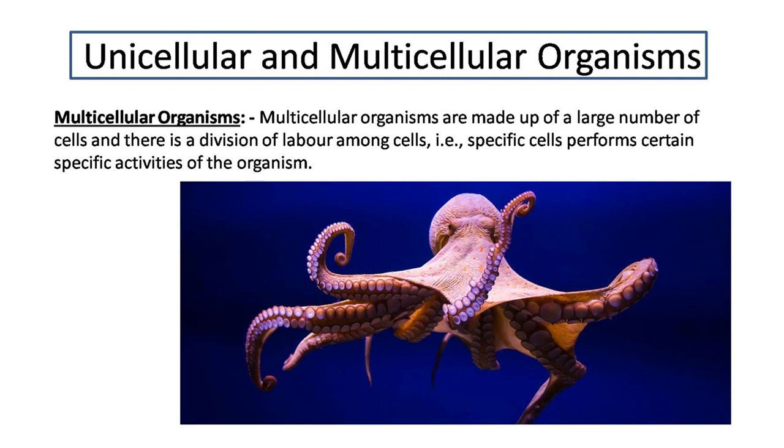Now there is something to note. In unicellular organisms, reproduction is done by the single cell only, and the lifespan of cells is short, whereas in multicellular organisms, reproduction is done by special cells called germ cells, and the lifespan of those organisms is longer.